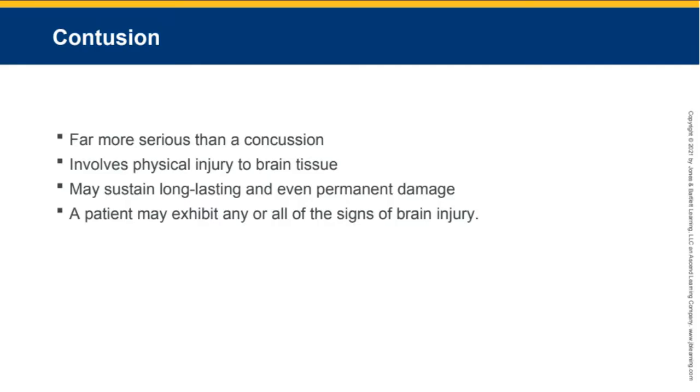A contusion, now this is far more serious than a concussion because there is physical injury occurring to the brain tissue. May sustain long-lasting and even permanent damage. A patient may exhibit any or all of the signs of brain injury. That's your contusion.